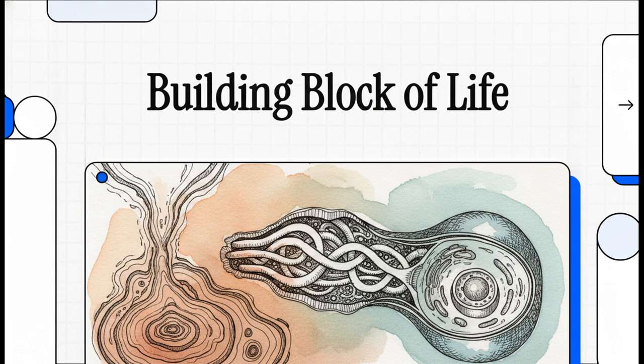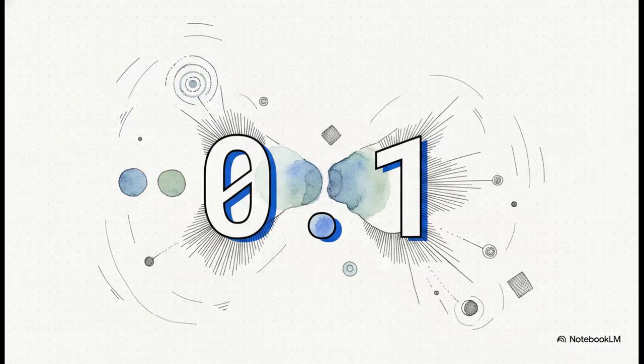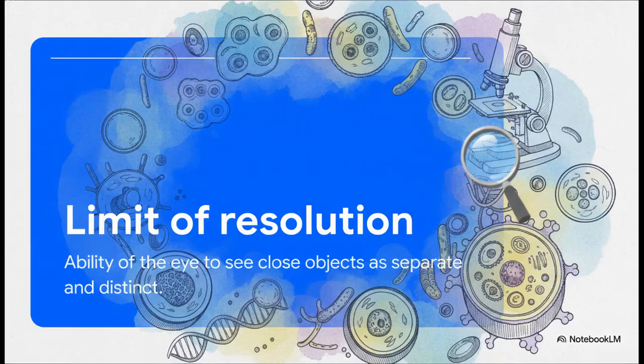Let's dive in. All right, to kick things off, I want you to imagine drawing two tiny dots on a piece of paper. As you bring those dots closer and closer together, there's a specific physical point where they just kind of blur into a single dot to our naked eye. That distance is exactly 0.1 millimeters. That physical wall is what scientists call the limit of resolution. It's basically the absolute maximum ability of the human eye to see two very close objects as completely separate and distinct.